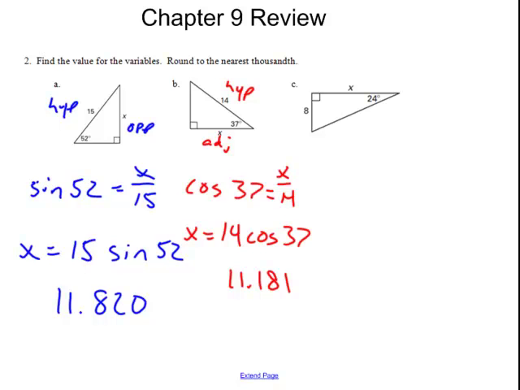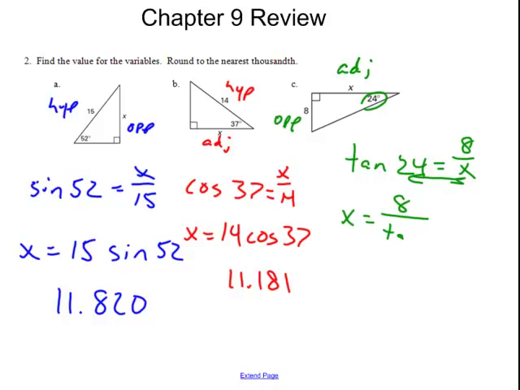And finally, the last one, I am looking at, compared to 24 degrees, this is the opposite and this is the adjacent. The tangent uses the opposite over the adjacent, so the tangent of 24 is equal to 8 over x. Remember, I can switch these two, and so x is equal to 8 over the tangent of 24, which is approximately 17.968.